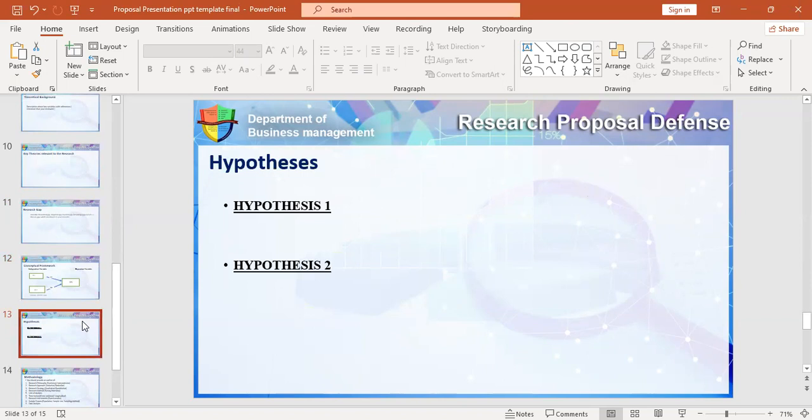In the next slide, you must mention your hypotheses. Please keep in mind that you don't have to mention the null hypothesis here. So you can mention hypothesis 1, hypothesis 2, hypothesis 3, like that. All the hypotheses that you're going to derive from the conceptual framework.